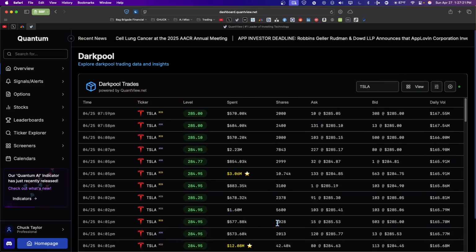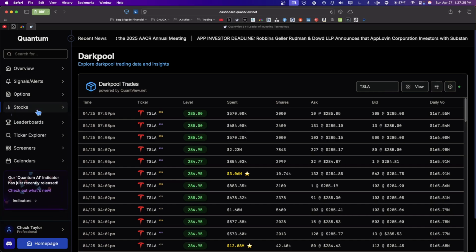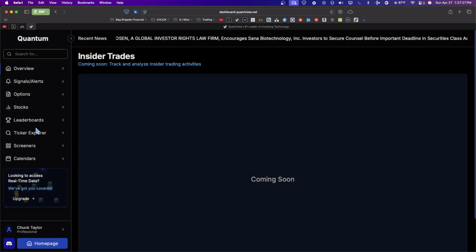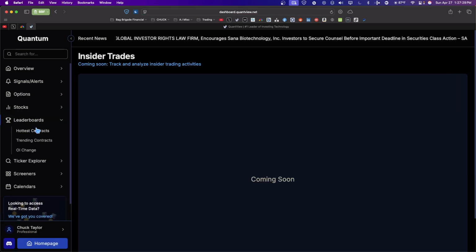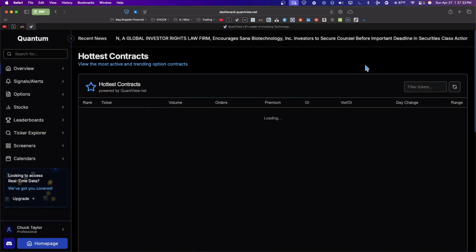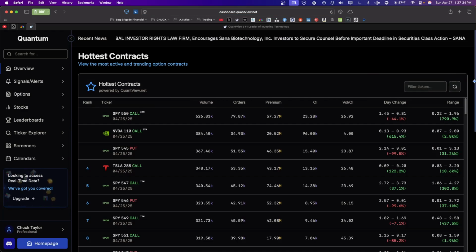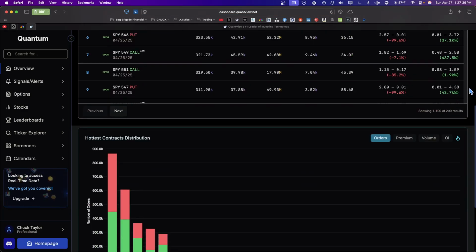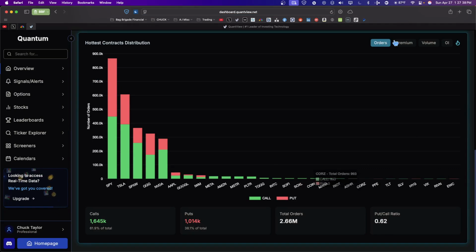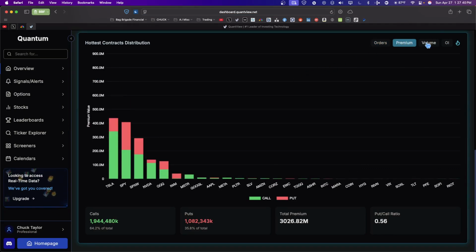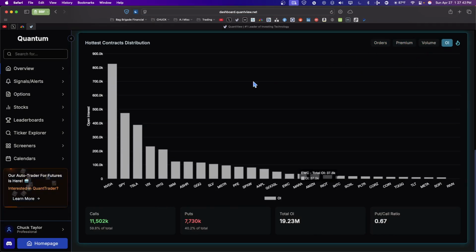There you go. So anyways, I'm just trying to show you real quick. Insider trades, that's coming soon. And I think they're going to have swing alerts coming soon too. Hottest contracts, I mean, man, this is just like trending and hottest contracts of the current day. You can look at this chart by orders, premiums, volume, open interest.